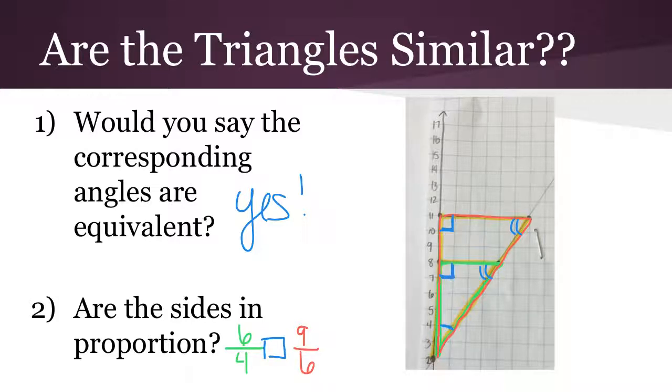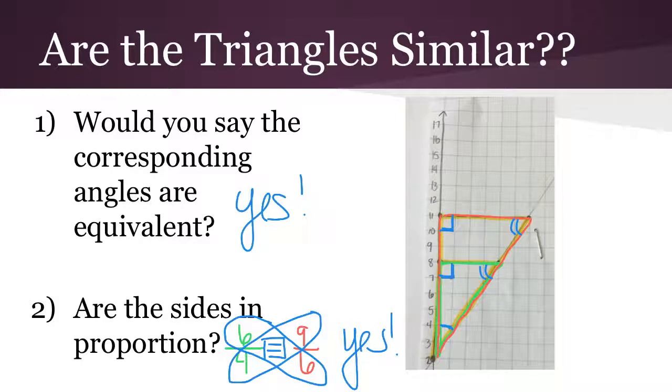So I could simplify them both. I could cross multiply. I could find a scale factor. I think I'm going to cross multiply. 6 times 6 is 36, and so is 4 times 9. So yes, they are in proportion. So these triangles are similar.